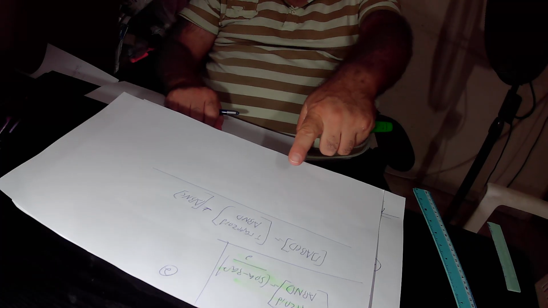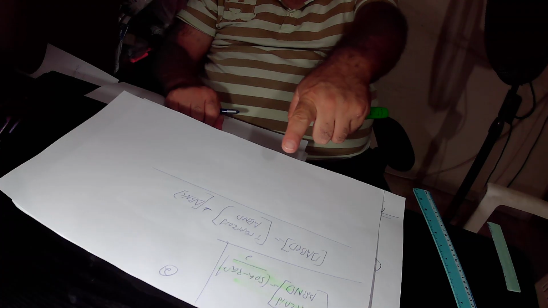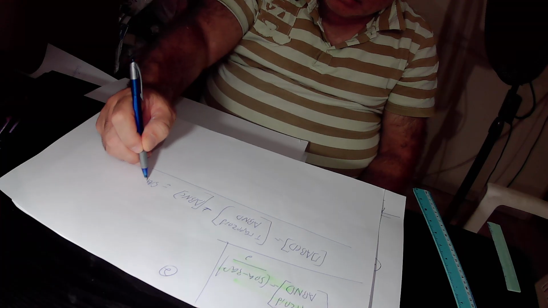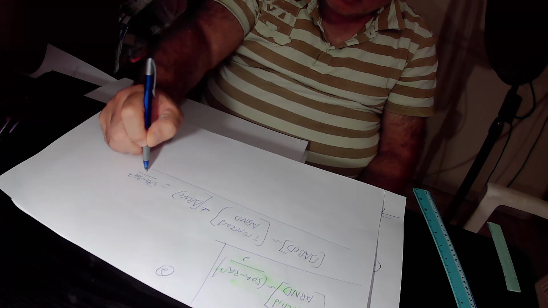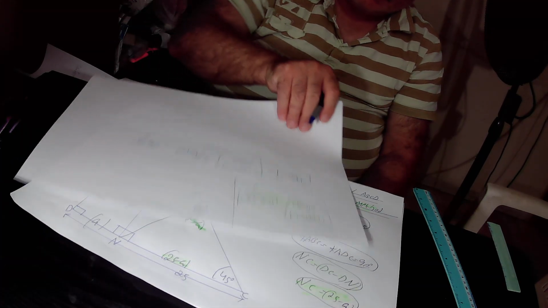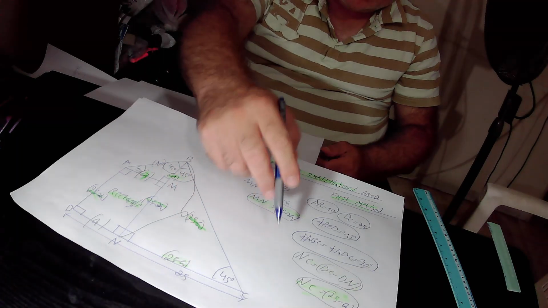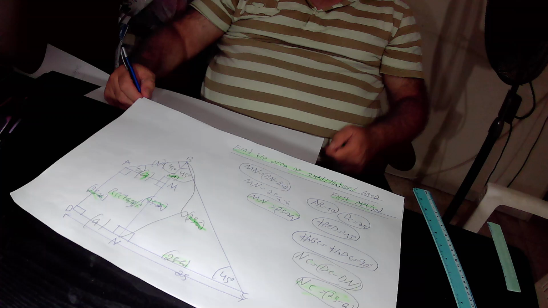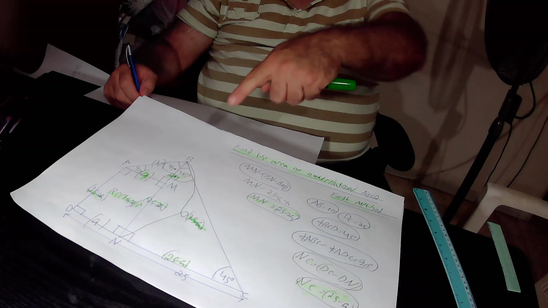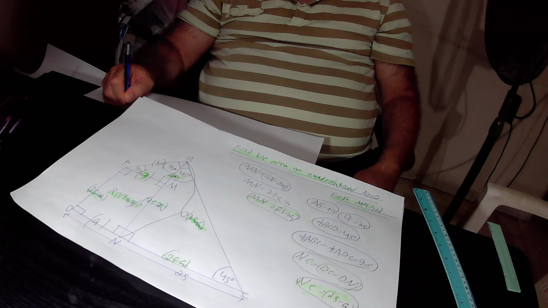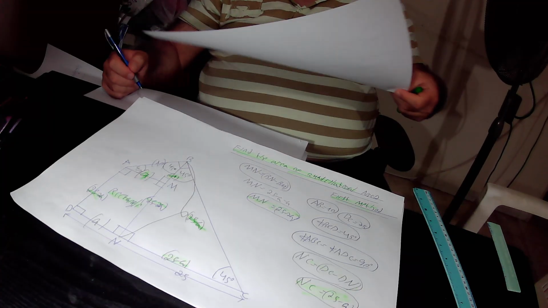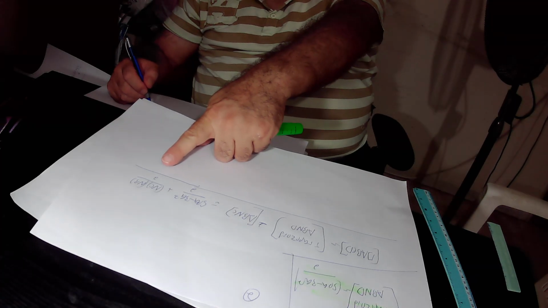But we already found out that the area of trapezoid ABD equals 50A minus 3A squared over 2, plus the area of the right triangle BNC. The area of this right triangle BNC equals the base NC times the height NB over 2.